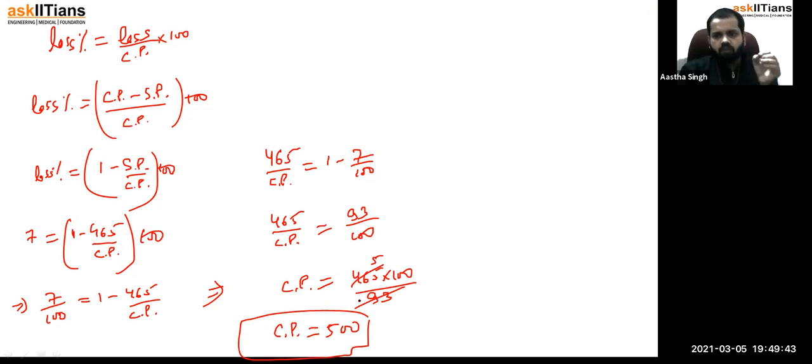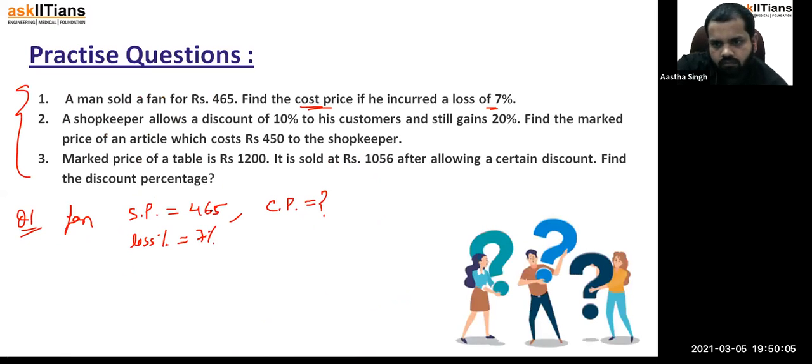In each and every question involving CP, SP, and MP, discount, we always use the formula. First write the formula and do the individual division. This is what we get. We then know only one variable.